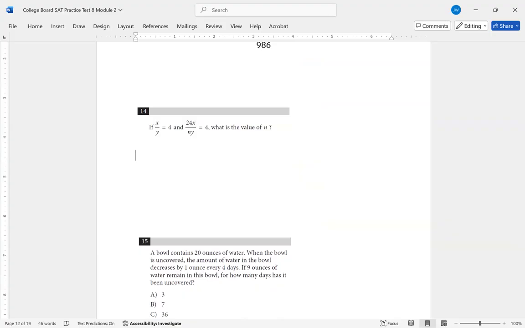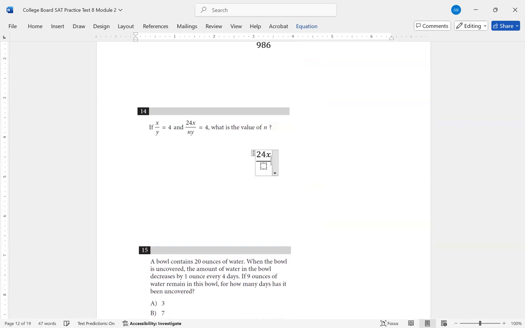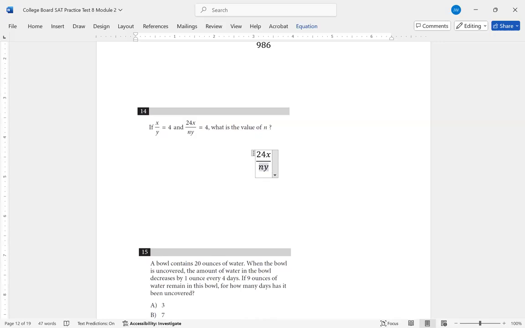Question 14. If x divided by y is 4 and 24x divided by ny is equal to 4, what is the value of n? Now, there's a lot of different ways you could do this. What I'm going to do, hopefully, is an easy way, but maybe to some people it's not the easiest way. What I'm going to do is take this left-hand side, set that equal to 4, and I'm going to sort of factor that left-hand side.